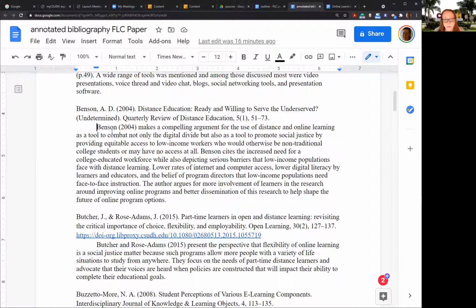It says Benson makes a compelling argument for the use of distance and online learning as a tool to combat not only a digital divide, but also a tool to promote social justice by providing equitable access to low-income workers who would otherwise be non-traditional college students or have no access at all. Benson cites the increased need for a college-educated workforce while also depicting serious barriers low-income populations face with distance learning. Okay, so we've got some access issues with low access to technology, but also it's an equity issue because it's hard for working people to get over to college, and so online learning might work for them.